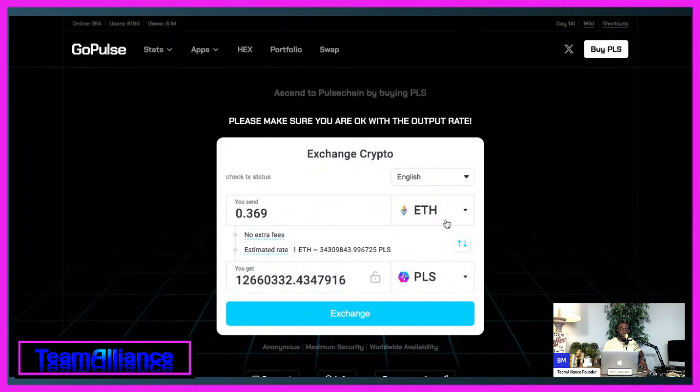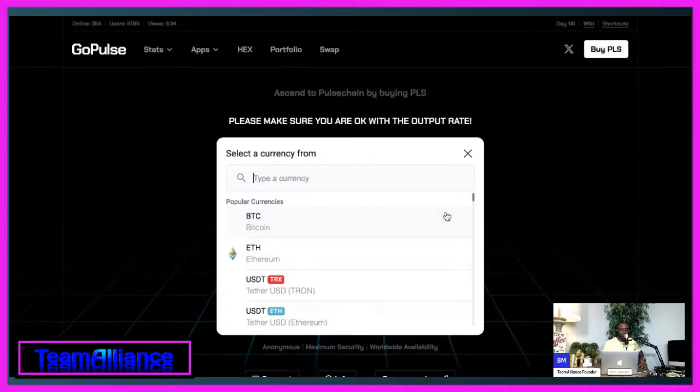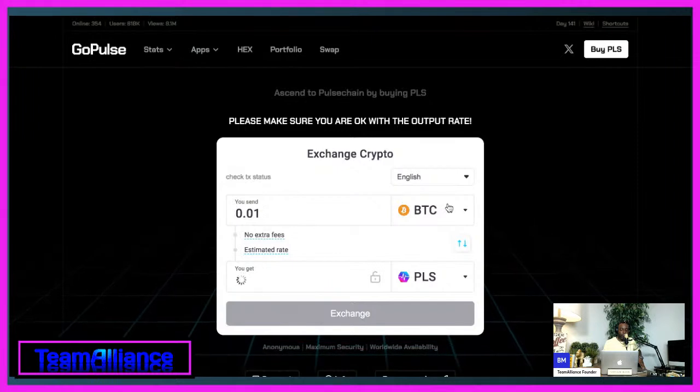So now you can decide how you want to buy Pulse, what you want to use. You can use Ethereum, which is the first option that pops up. But when you click over here on the right, it's going to show the drop down. And this is where you can select whatever crypto that you want to use. So naturally, you're probably using either Ethereum or Bitcoin. Of course, those are the top two. I primarily use Bitcoin, right? So you select Bitcoin and you select how much Bitcoin you're going to buy.